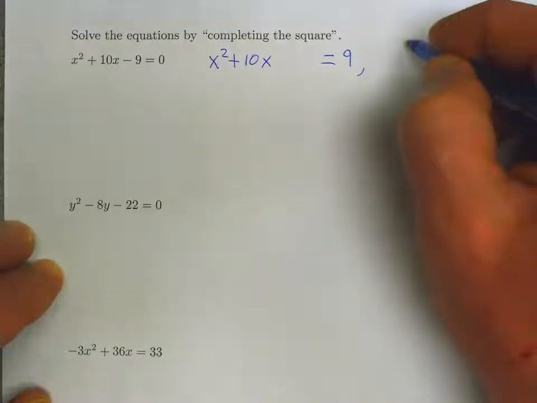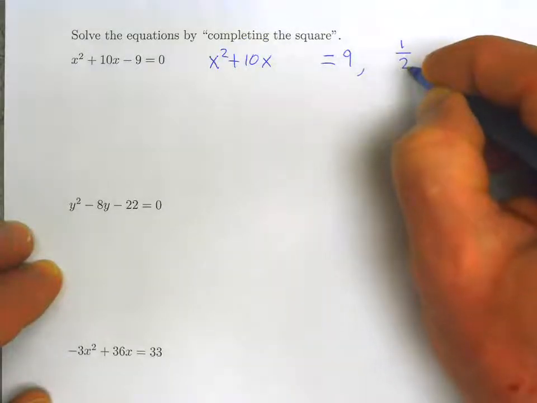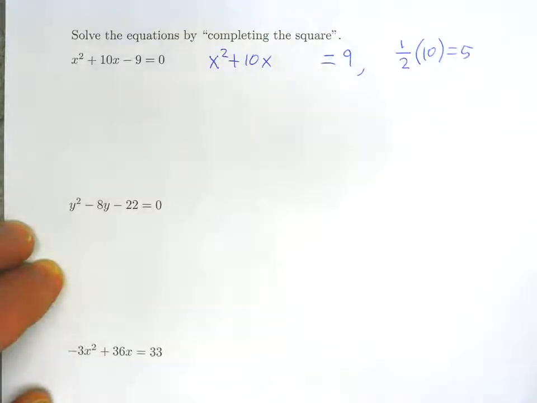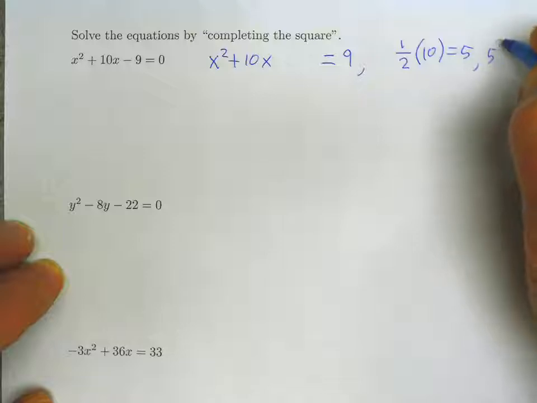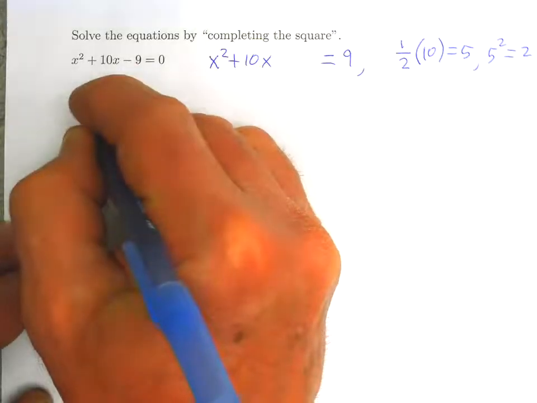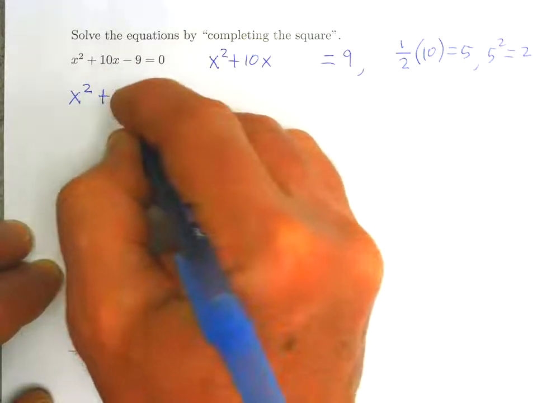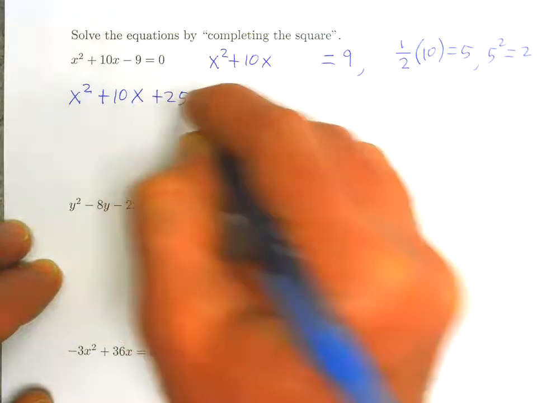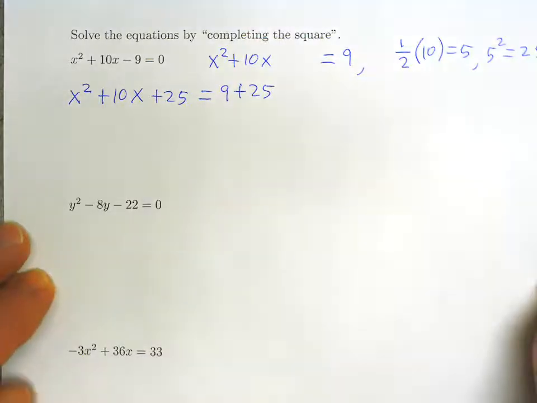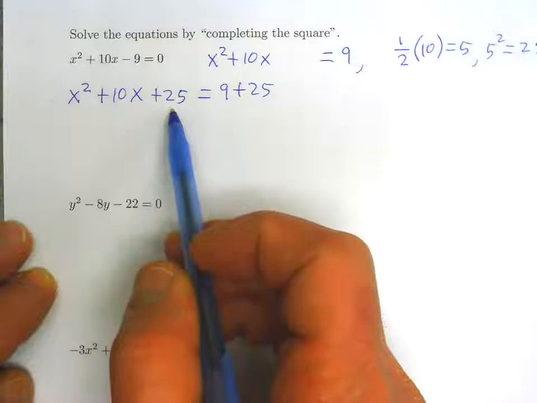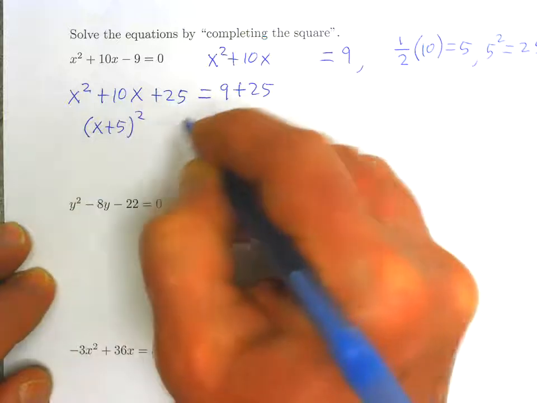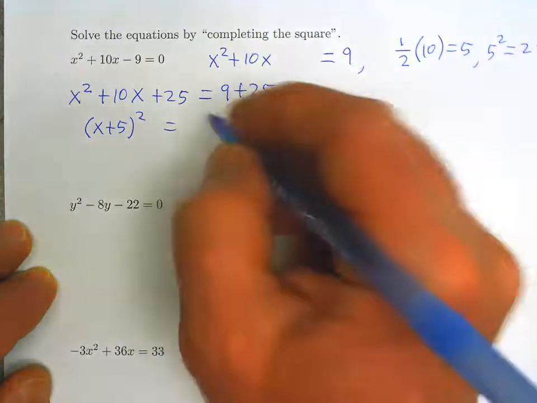Okay, so just like we did in the exercises, we take 1/2 of the coefficient of x, which is 5, and then square that number. 5 to the second is 25. So we're going to add 25 to both sides of the equation. So we'll get x squared plus 10x plus 25 equals 9 plus 25. And x squared plus 10x plus 25 is the binomial x plus 5 squared. 9 plus 25 is 34.